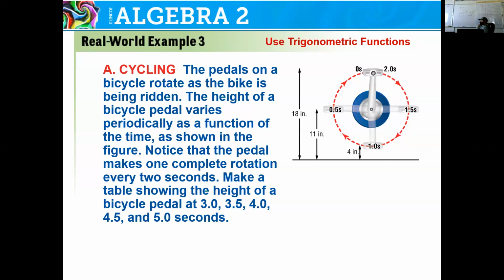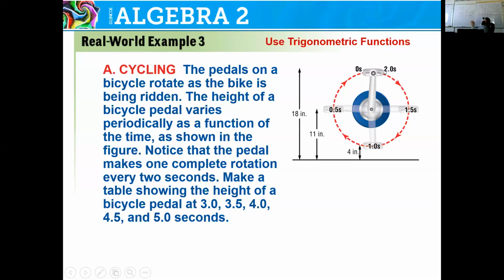5 seconds. So here, we want to figure out where exactly did we start, right? Well, we started at the top, okay? And our pedal is rotating. The arrows should be drawn the other way. They rotate backwards, okay? So we're rotating counterclockwise here. We go 0 seconds, 0.5 seconds, 1 second, 1.5 seconds, 2 seconds.